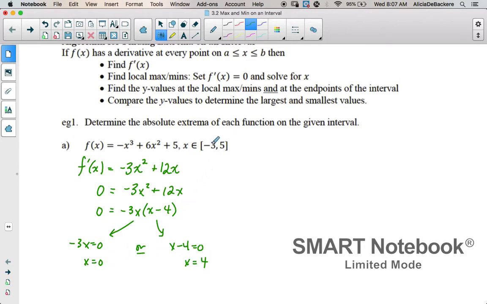And this one here, I've got my endpoint on the left and my endpoint on the right. And I want to know how high is the function at each of these x values. So we're going to figure that out. We're just going to take our original function and plug in all 4 of these x values. I'm going to start with the endpoints, but it doesn't matter really. This one comes out at a height of 86. And then the other endpoint.